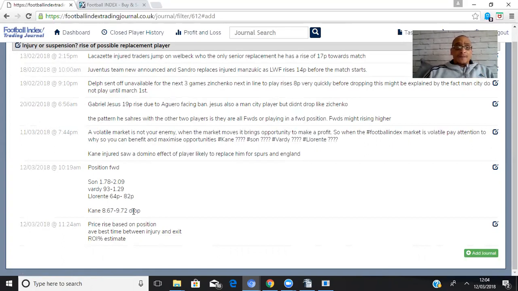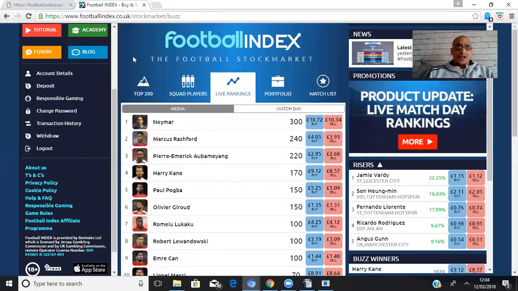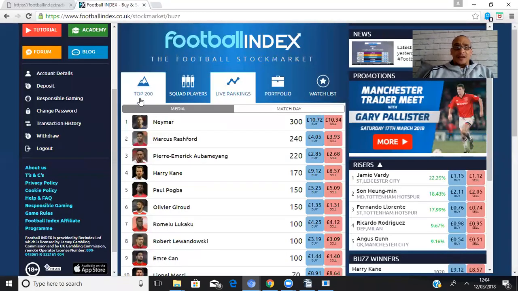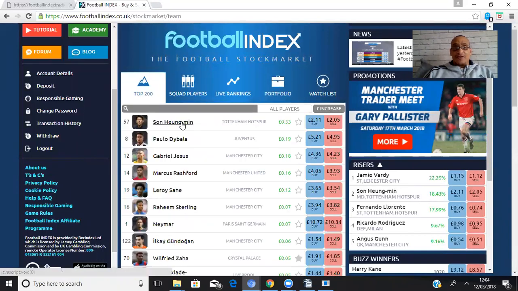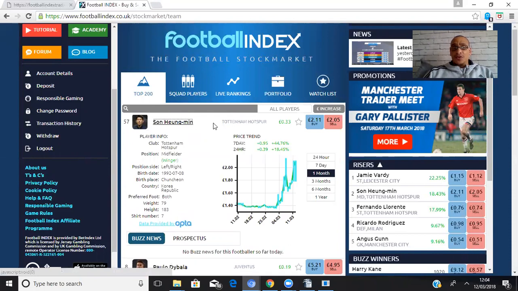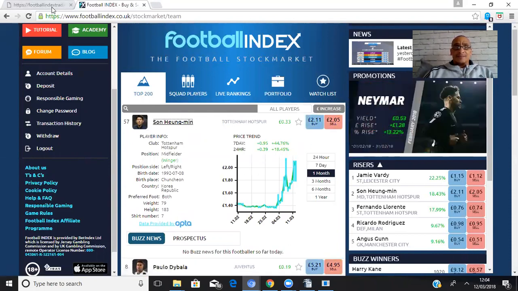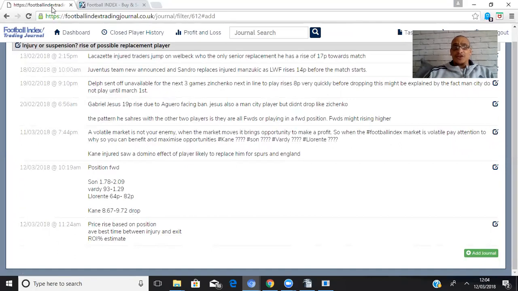Okay, so the things you should look out for, the price rise. How much is the price rise? Obviously, you can get that on the Football Index market. So if I go to here, increase. So we've got Son right at the top here. You can get this information on Football Index, but it's good to record it. So make sure you record it so you've got this data here.